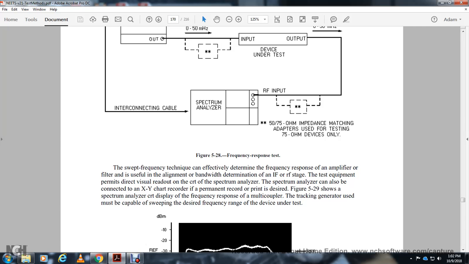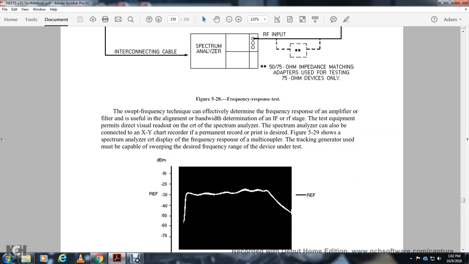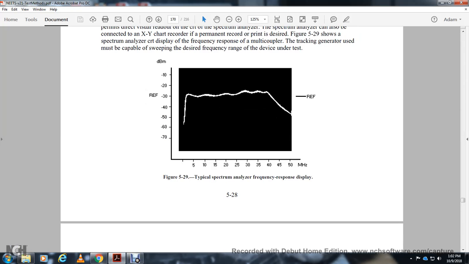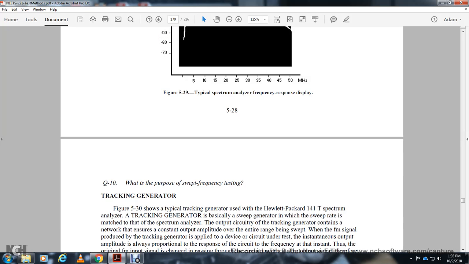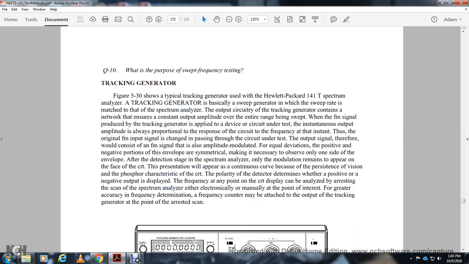The spectrum analyzer can easily be connected to an X-Y chart recorder for a permanent record if desired. Figure 529 shows the spectrum analyzer cathode ray tube display of the frequency response, with the tracking generator. It must be capable of sweeping the desired frequency range of the device under test. It shows a typical spectrum frequency and response display for the test at megahertz. Tracking generator: figure 530 shows a typical tracking generator.